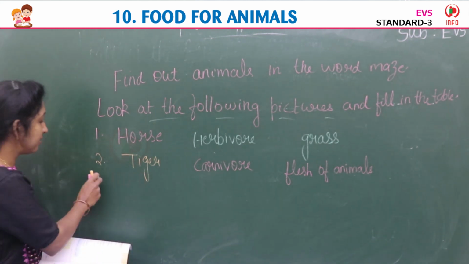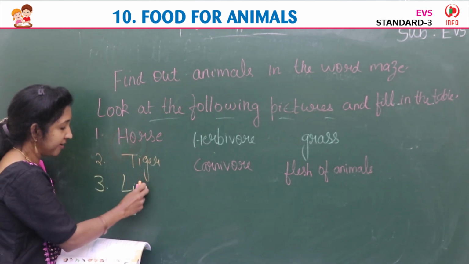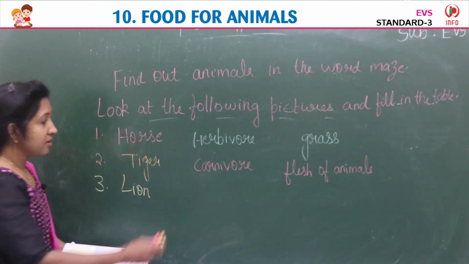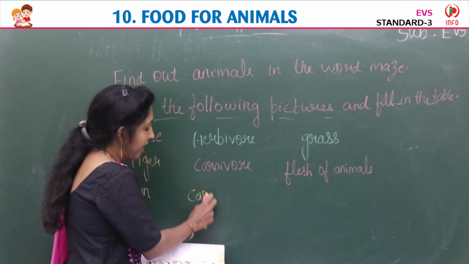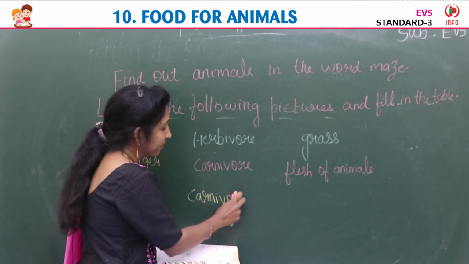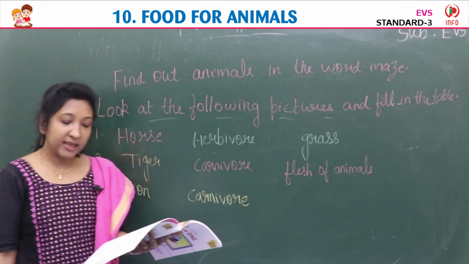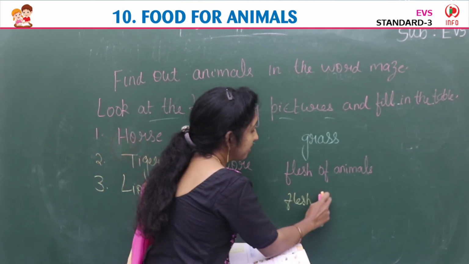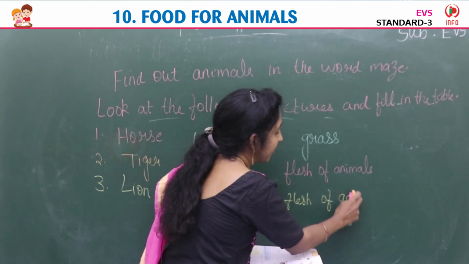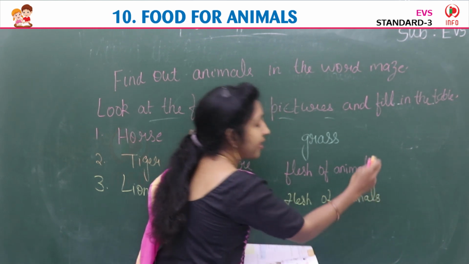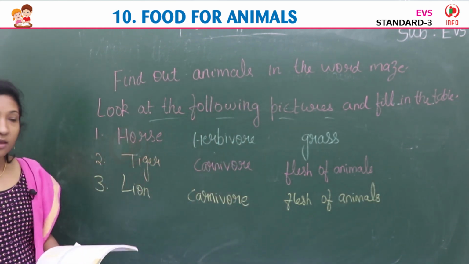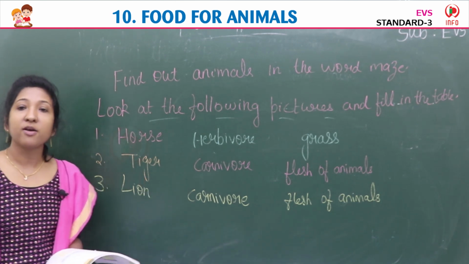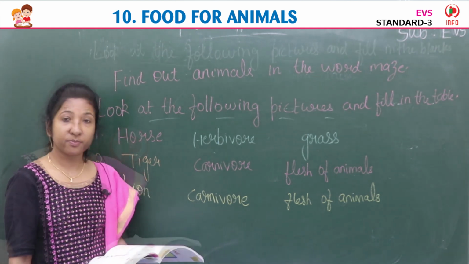Yes, lion. Okay, lion. Is it a herbivore, carnivore or omnivore? It is a carnivore. Okay. Food they eat is the same. What is this? Flesh of animals. Lion also eats flesh of animals. Isn't it, children? Okay. So lion is also a carnivore. It eats the flesh of animals.